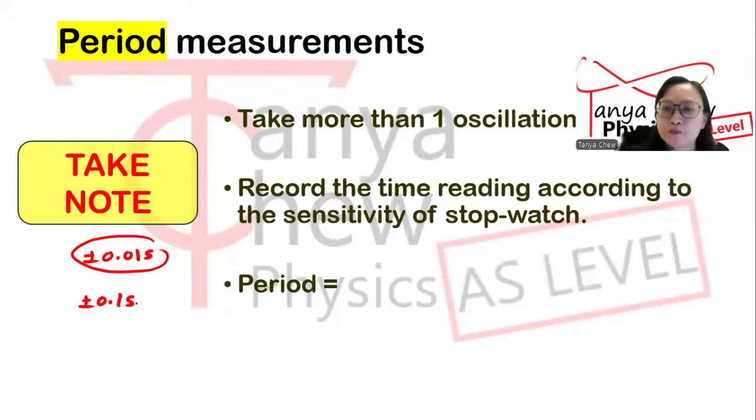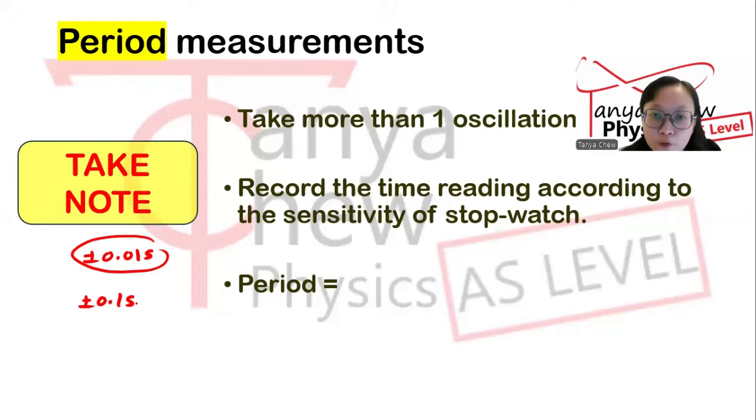So, if you take more than one oscillation, do you know why we need to take more than one oscillation? Because we actually want to reduce the human reaction time. You have to release the pendulum, for example, and then press the stopwatch at the same time, which would definitely increase the error in measurement, because we might be pressing the stopwatch a little bit faster or a little bit slower. That is why we take more than one oscillation. Let's say we take 10 oscillations.